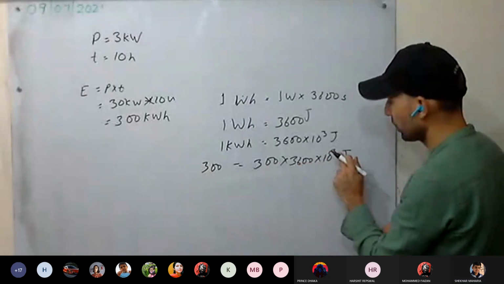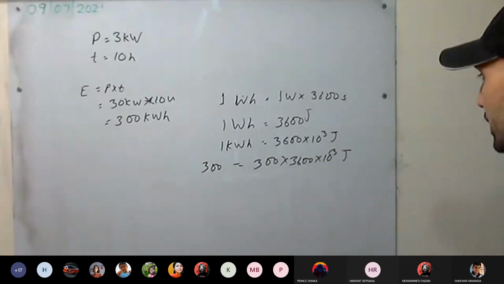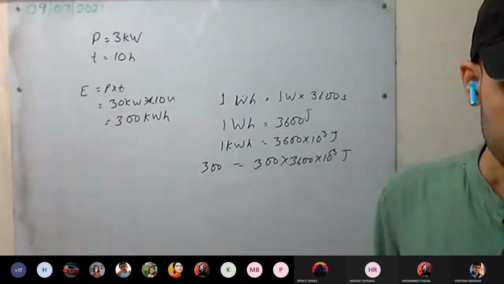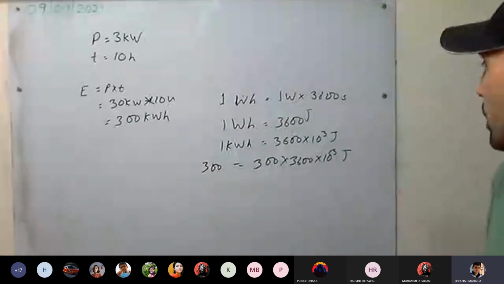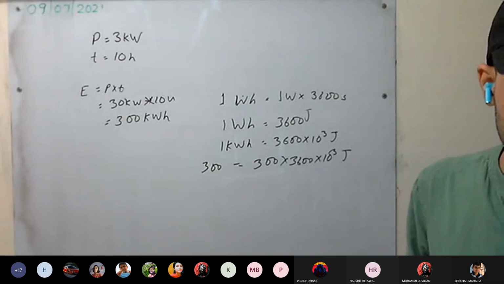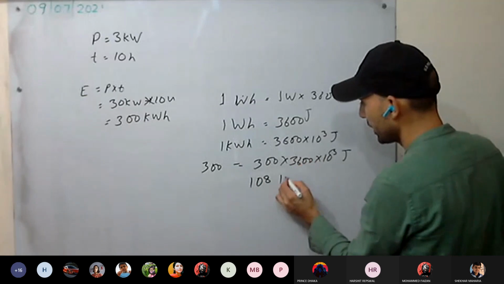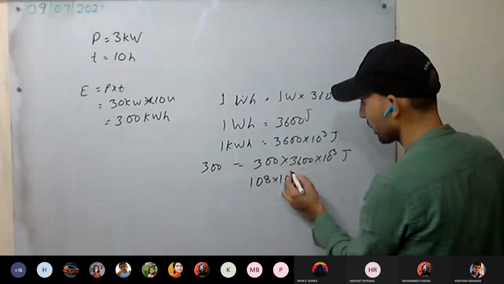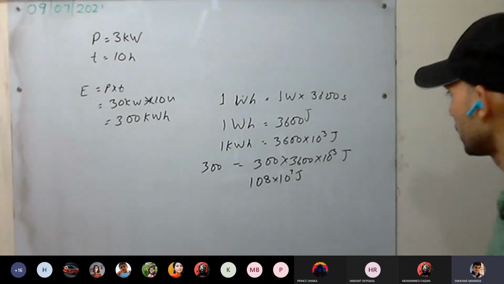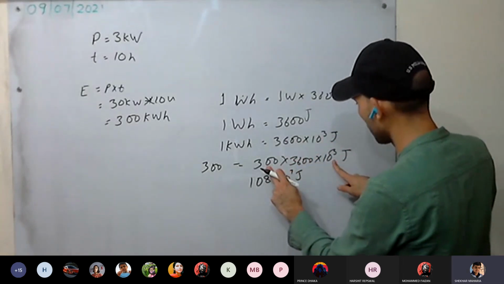Multiply them and you will get the answer. 108, and 10 raised to power 3, so this much joules. So 1.08 into 10 power 8 joule.